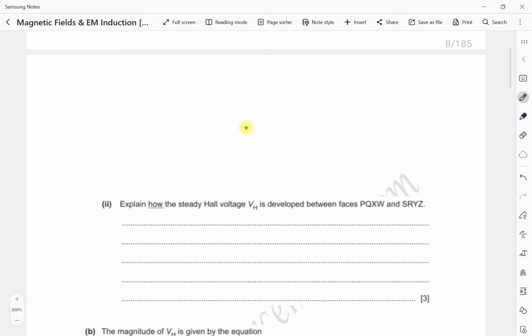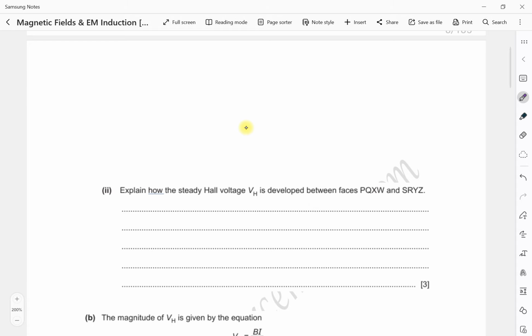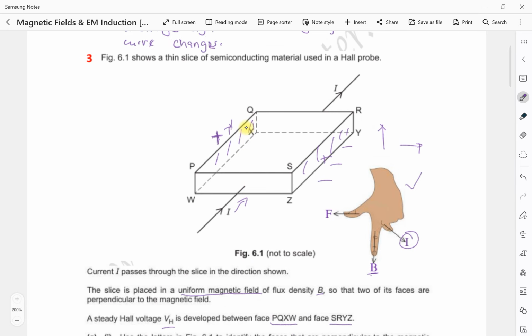Okay. Explain how the steady Hall voltage VH is developed between the faces PQXW and SRYZ. How is the steady Hall voltage VH developed? Of course, as current flows through the slice, the positive charge carriers accumulate on one side and the negative charge carriers accumulate on the other side, creating what we call an electric field.